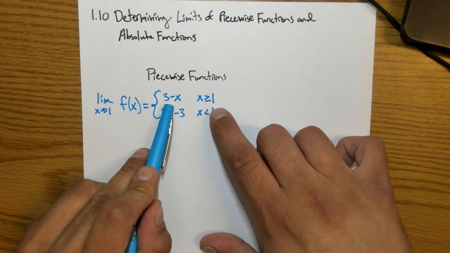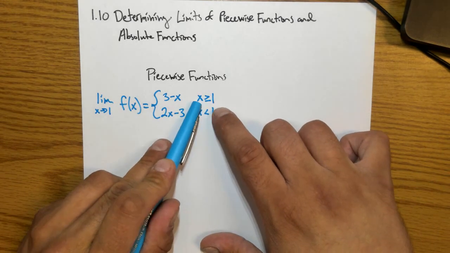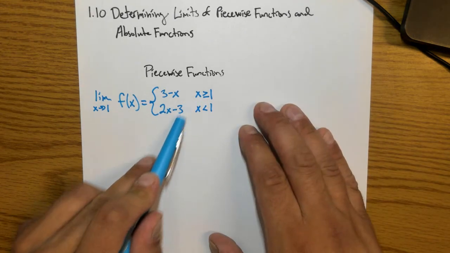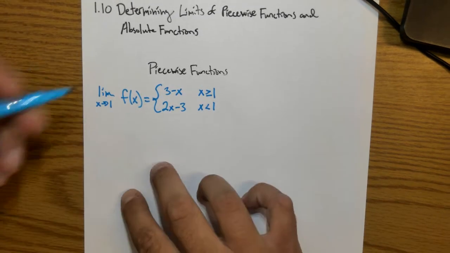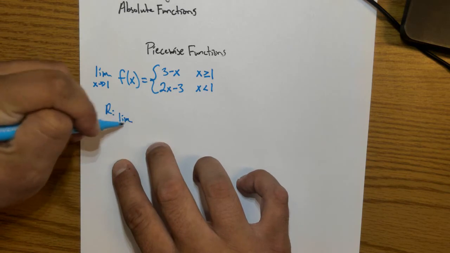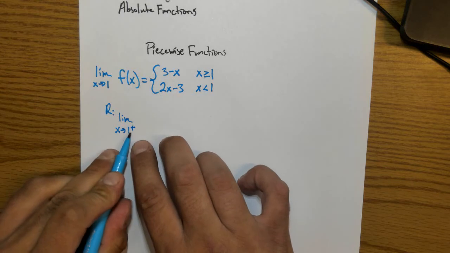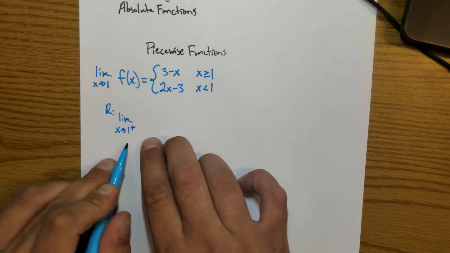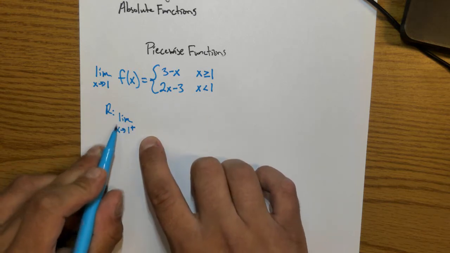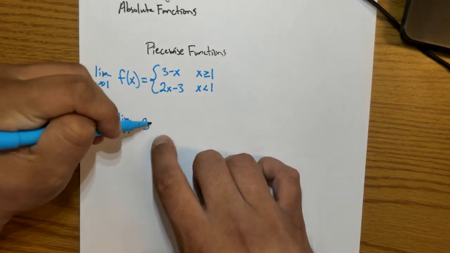I know the top one is the right-hand side because x is greater than or equal to 1. We think of numbers greater than or equal to 1, like 2, 3, 4. Those are to the right. So we have to recall how we write it. We write the limit as x approaches 1, with the little plus up there. Remember, that means we're approaching from the right, while minus means we're approaching from the left. So the limit as x approaches 1 from the right of 3 minus x.